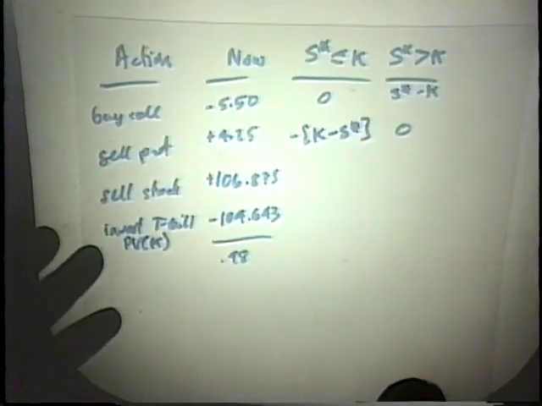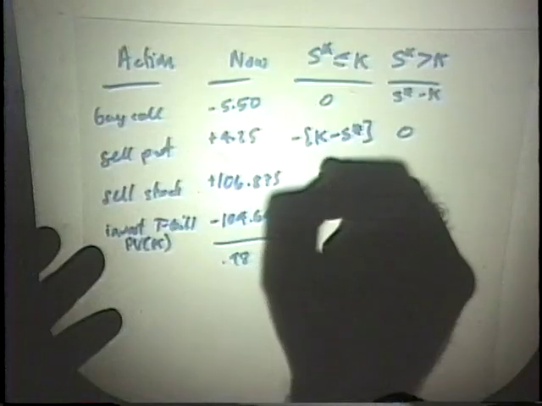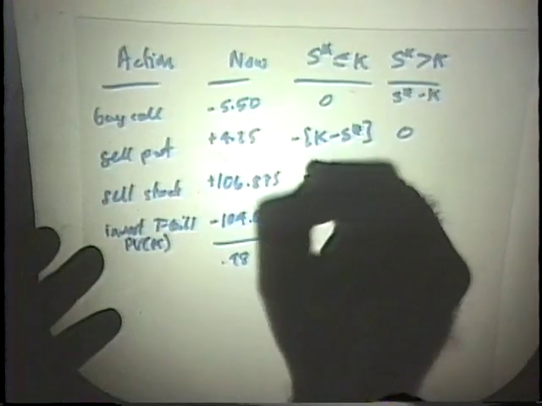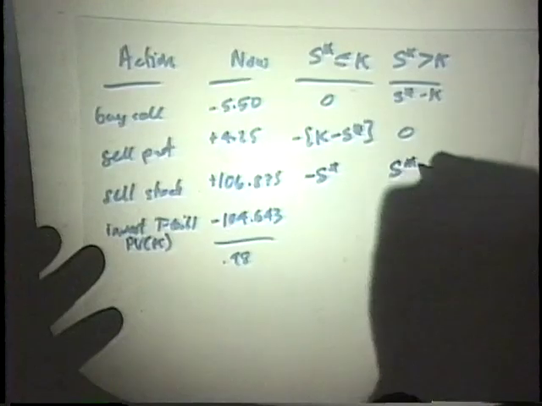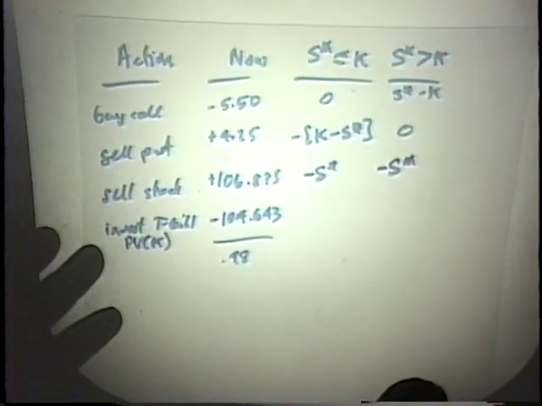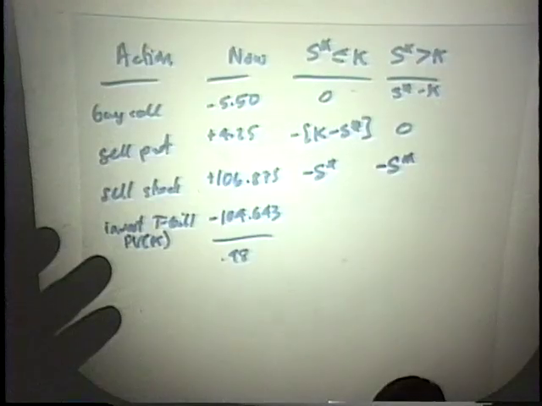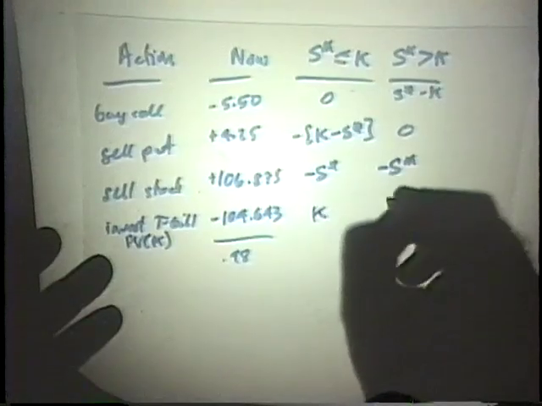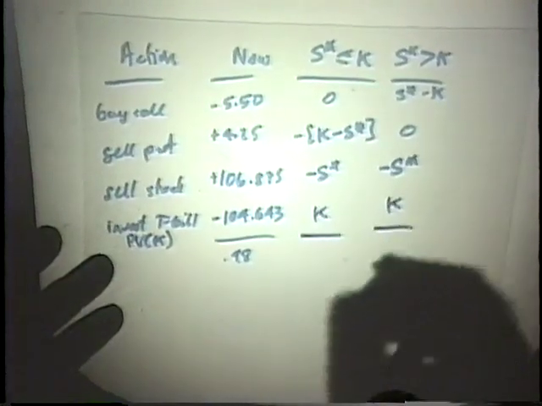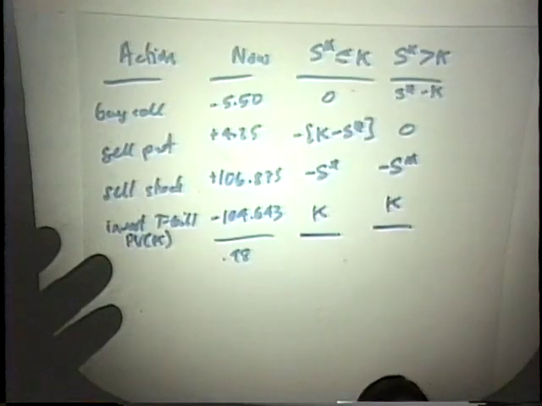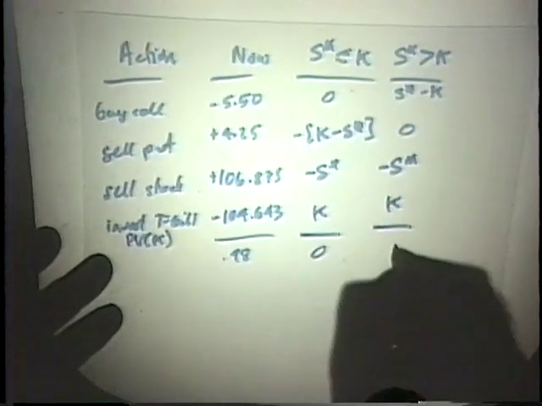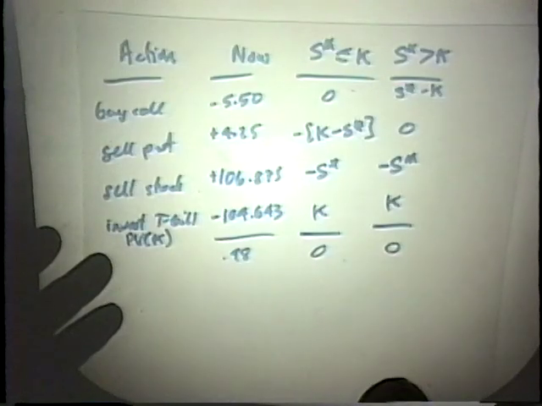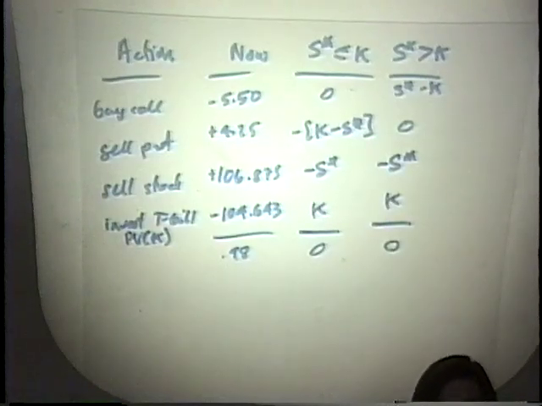The stock is going to be worth S star, and we have to pay that out, and lend the PV or invest in the treasury bill, the present value is K, we're going to get K at the end, no matter what the stock price is. And as a double check, make sure that we get 0 and 0. It's easy to make a mistake, and this is a way to pick up that mistake.